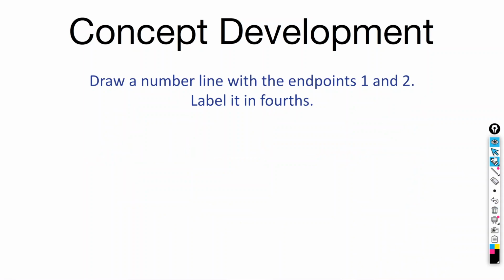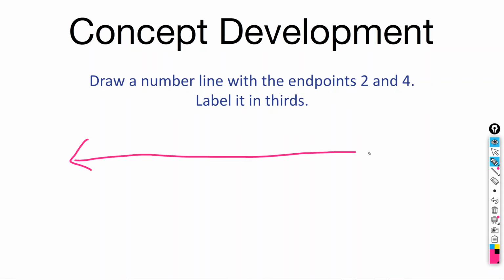So that brings us to what we're going to do next, and this one I would like you to do on your whiteboards with me. If you need to pause it at any time, please feel free to do so. Start by drawing your number line. It wants our end points to be 2 and 4. So over here is 2, over here is 4.